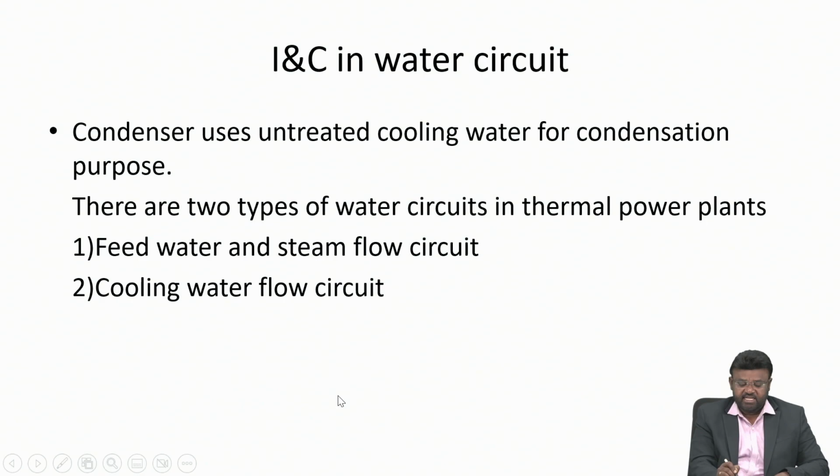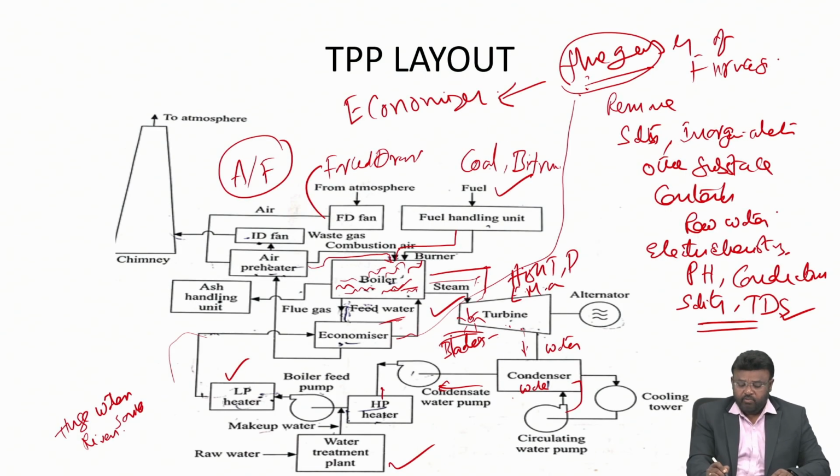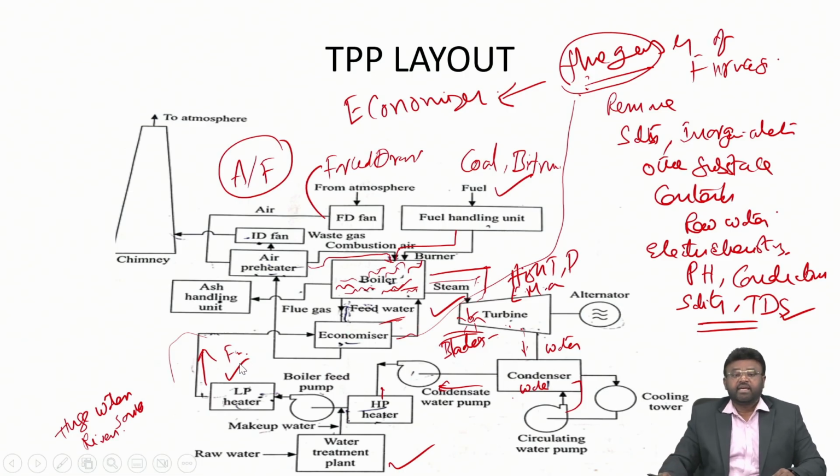Here we have the turbine, and the condensate water reaches this condenser, and it is circulated and added with the makeup water. This makeup water and the condensate both give you the feed water to the boiler. So in this way finally the thermal power plant functions.